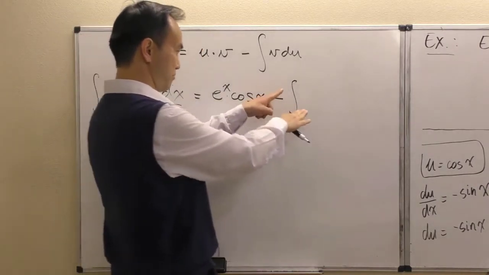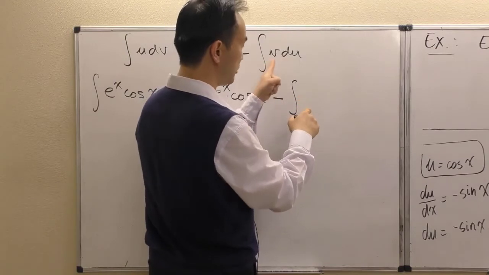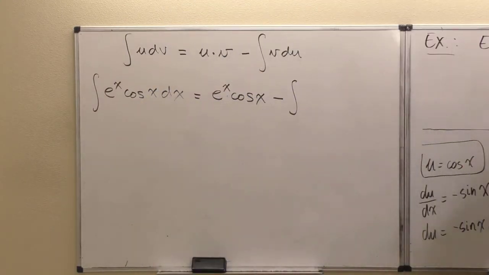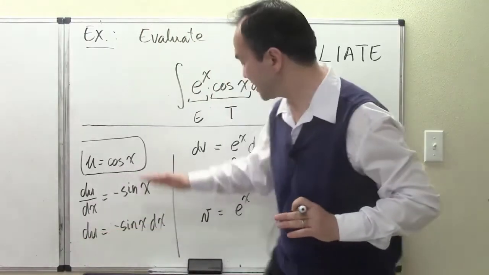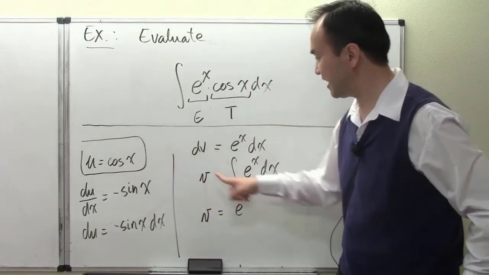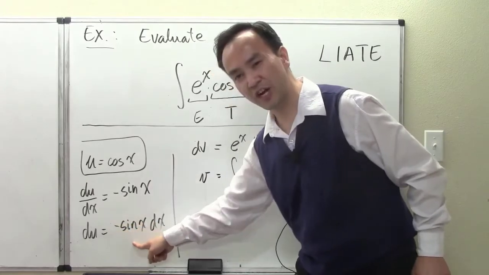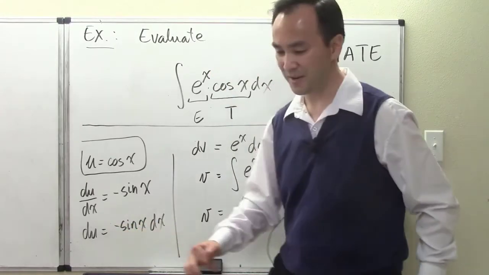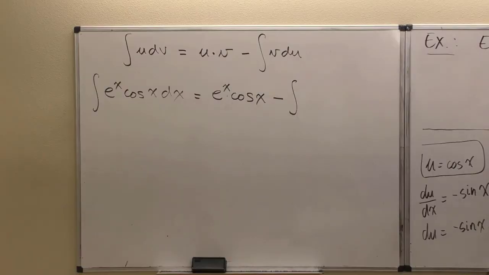And so this integral v du. So v, in the parts that we split it down right here, v is e to the x, and du is minus sine of x dx. Okay, and so let's put the pieces together here.